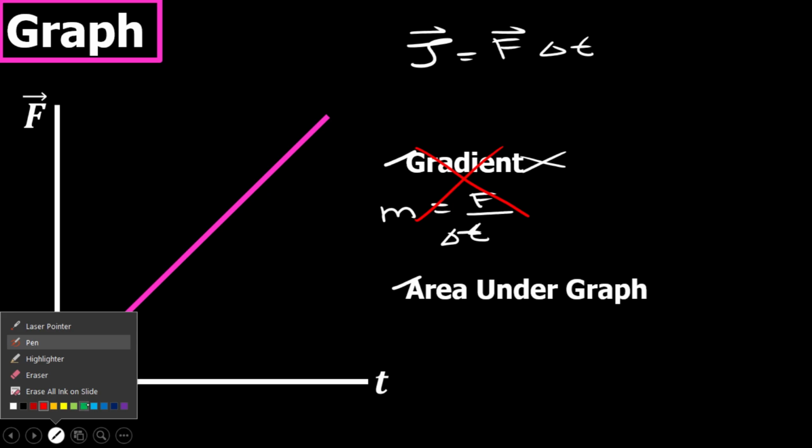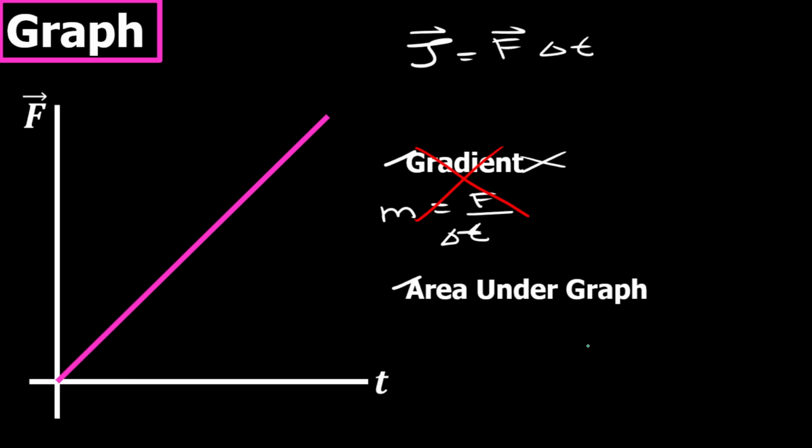If we look at the area under the graph, let's use green, I'm going to use A for the area under the graph. It is going to be F times the interval of T. Does that look like J, or impulse? Yes, it does. It matches the equation for impulse. Then we say the area under the F-t graph represents impulse.